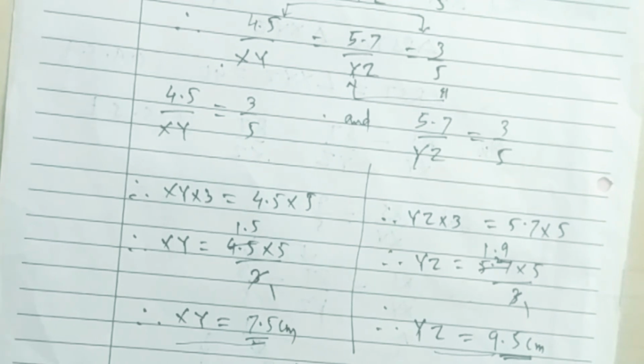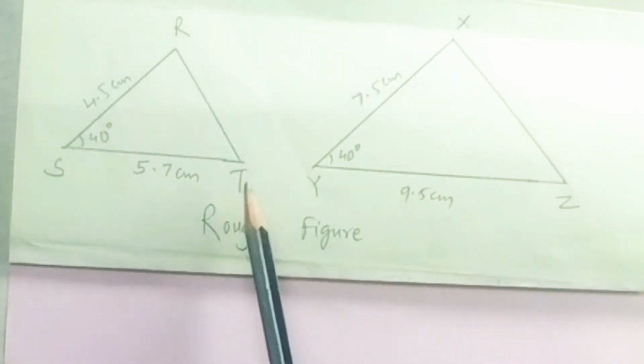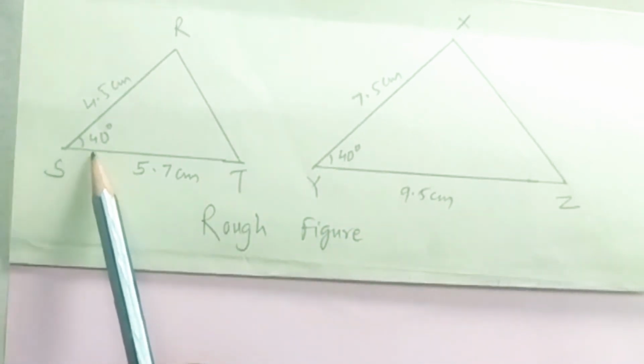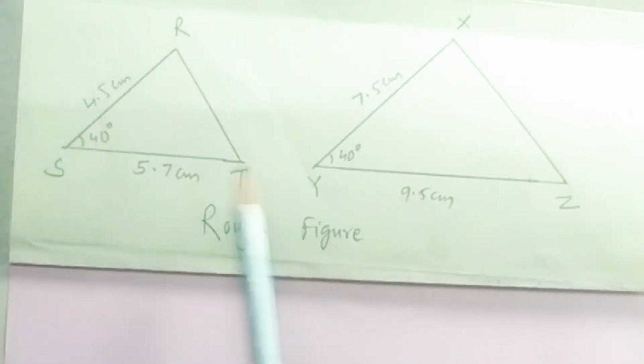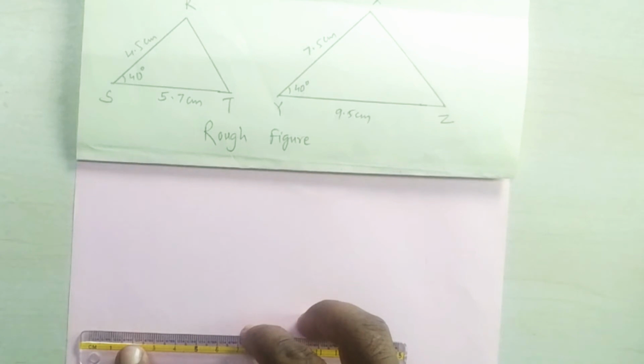So now we'll construct two similar triangles where there is no common vertex in both the triangles. Here is a rough figure of two similar triangles RST and XYZ. Length ST is 5.7, angle S is equal to 40 degree, and RS is equal to 4.5 centimeter. So we'll construct triangle RST first. Draw a base segment of length 5.7 centimeter.